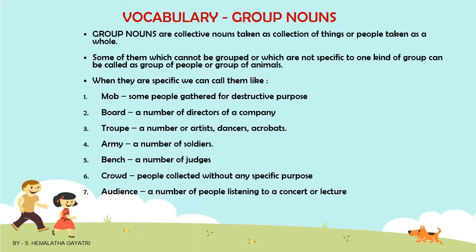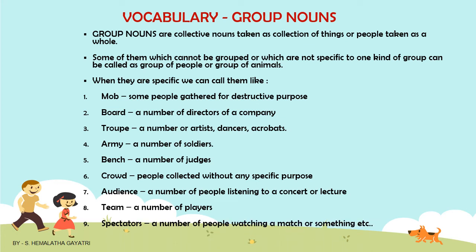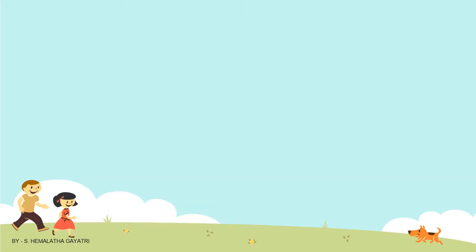Audience, a number of people listening to a concert or lecture. Team, a number of players. Spectators, a number of people watching a match or something together. So children, these are all different group nouns discussed in your textbook under vocabulary. Try to find out some group nouns or collective nouns on your own interest. That will be quite interesting, right? Yes, try to do them.